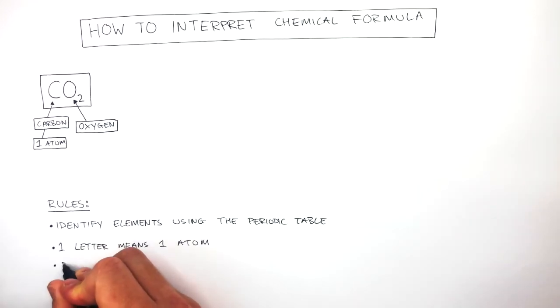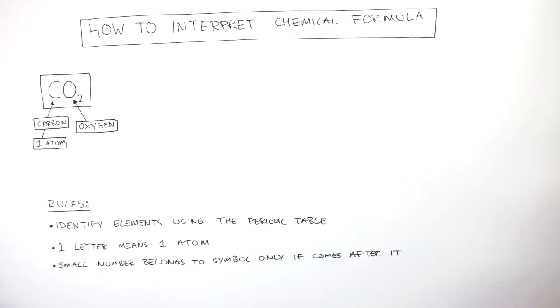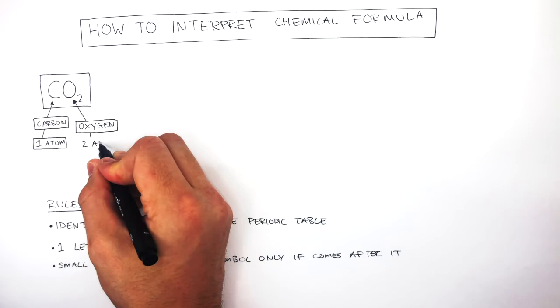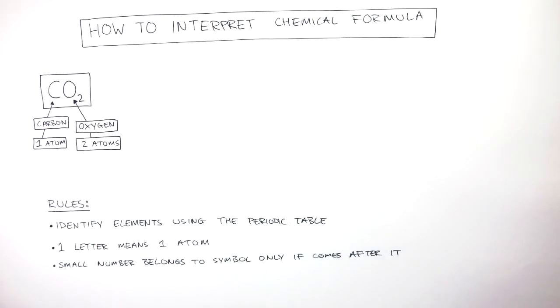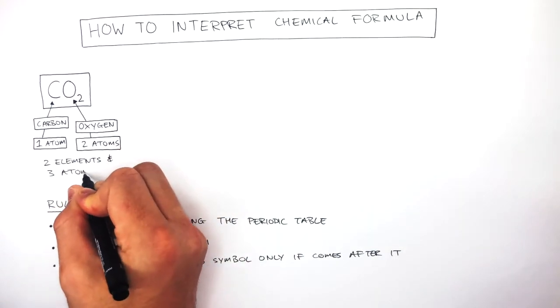And finally, the small number belongs to the symbol only if it comes after it. So the small 2 after the O means there are 2 atoms of oxygen in carbon dioxide. So this chemical formula tells us there are 2 elements and 3 atoms.